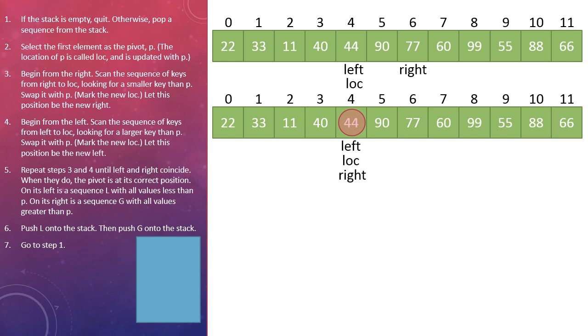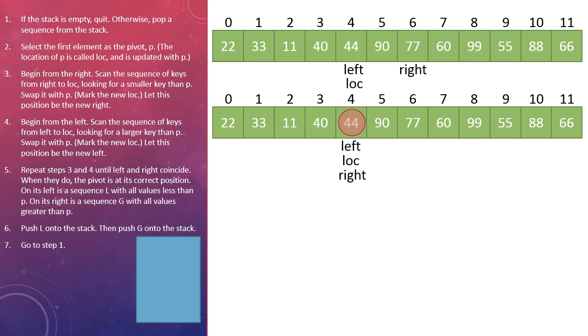Now look at all the elements on the left side of 44. 22, 33, 11, 40. Are they sorted? No. What is common in these elements? All of these elements are less than 44. Look at elements on the right of 44. 90, 77, 60, 99, 55, 88, 66. Are they sorted? No. What is common in these elements? All of these elements are greater than 44.